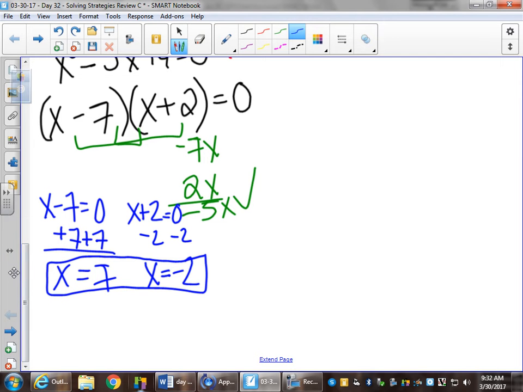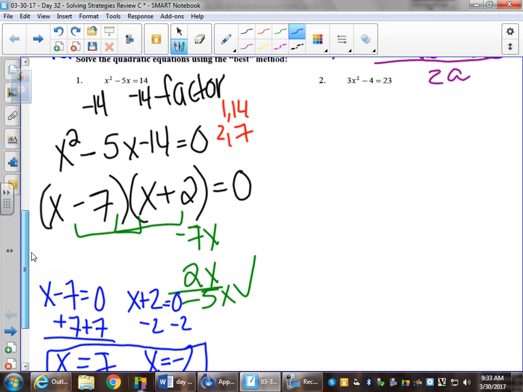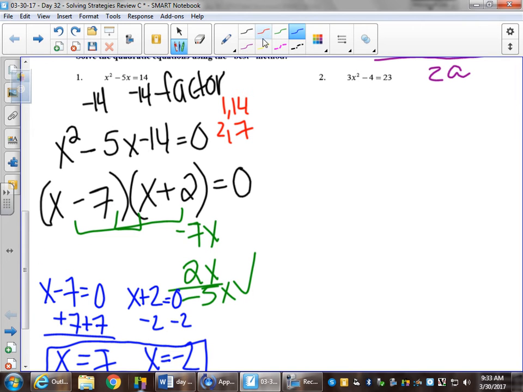Number 2 is going to be a little bit different. So let's take a look at number 2. What method are we going to use? What is missing from this? A B term. So what method are we going to use? Solving by square roots. There's no bx anywhere.